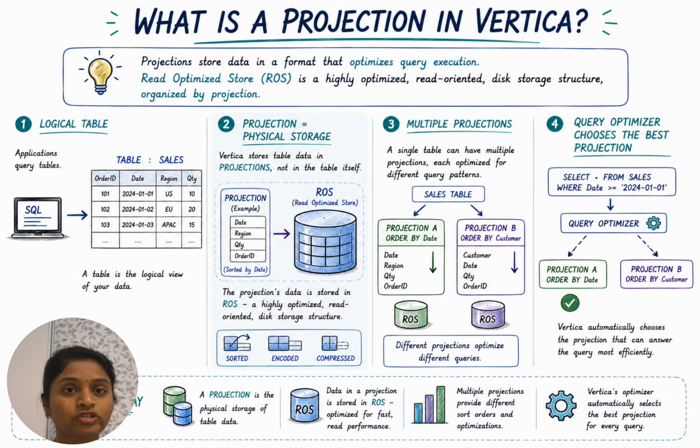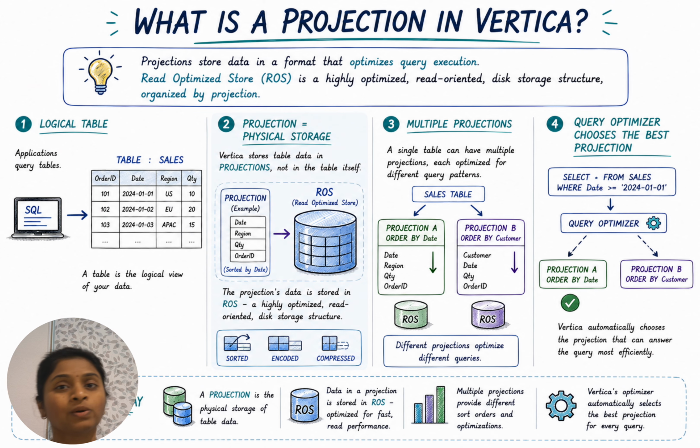When your query contains a filter on date, the optimizer automatically routes the query to projection A because it's the one sorted by date and it can answer fastest. You just write the SQL query. Vertica picks the best physical copy every single time. So the key takeaway is a projection is a physical storage of your table's data, and that data lives in ROS optimized for fast reads. Multiple projections give you different sort orders and different optimizations, and Vertica's optimizer automatically picks one for every query.